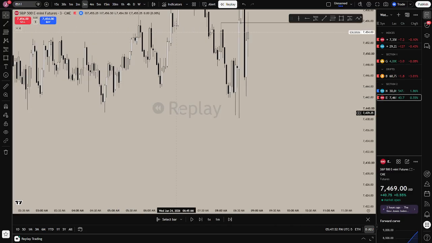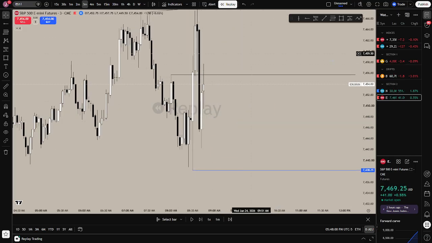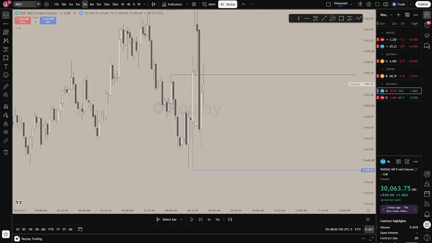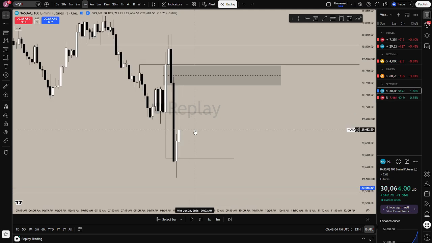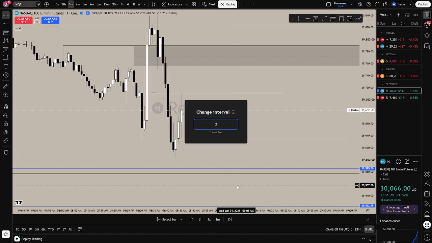Yes, we have this SMT, but it really doesn't matter. We still have a bunch of lows below. So I'm just waiting. Look, also sponsored 3 minute right there. ES also in a 3 minute, NQ also in a 3 minute. And what do we have right here?